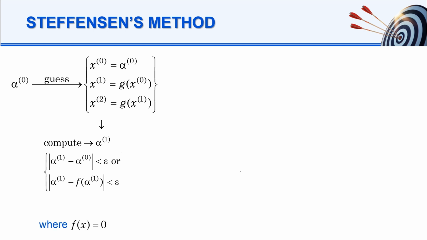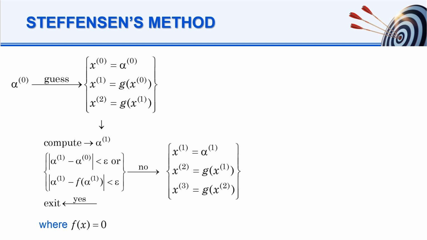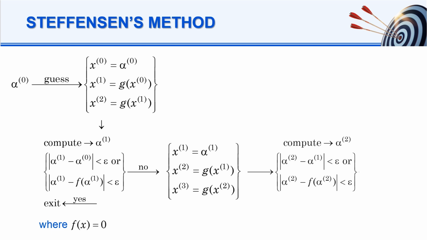If alpha 1 satisfies the convergence criteria, the procedure is terminated. Otherwise, alpha 1 is set to x1, and x2 and x3 are calculated using the fixed point iteration equation. Alpha 2 can now be calculated using x1, x2, and x3. Likewise, the convergence test for alpha 2 is carried out in the same fashion. This procedure is repeated until alpha converges to an estimate within a tolerance.